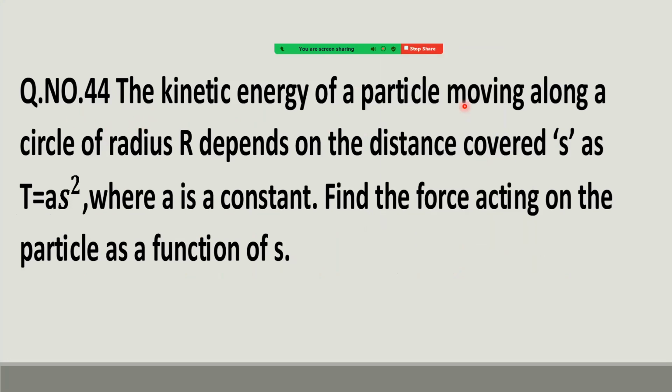The kinetic energy of a particle moving along a circle of radius r depends on the distance covered, s, as T equal to a s square, where a is a constant. Find the force acting on the particle as a function of s. So it is now following a circular path. So force means it is having two components. One is along the tangent, known as tangential force, and one is towards the center, which is known as centripetal force. Okay, let us see how to start.